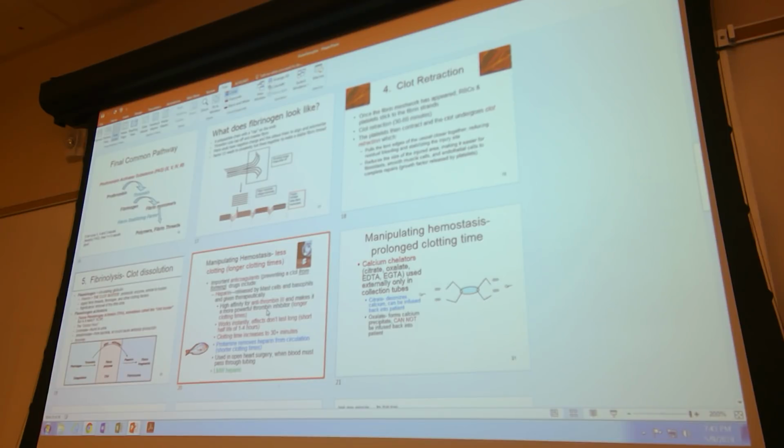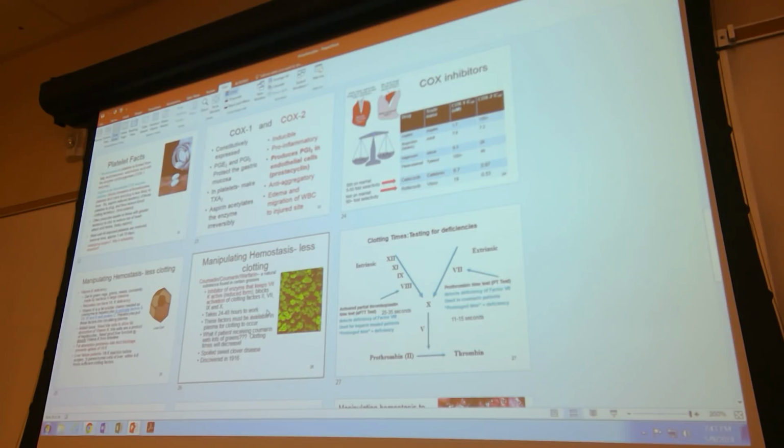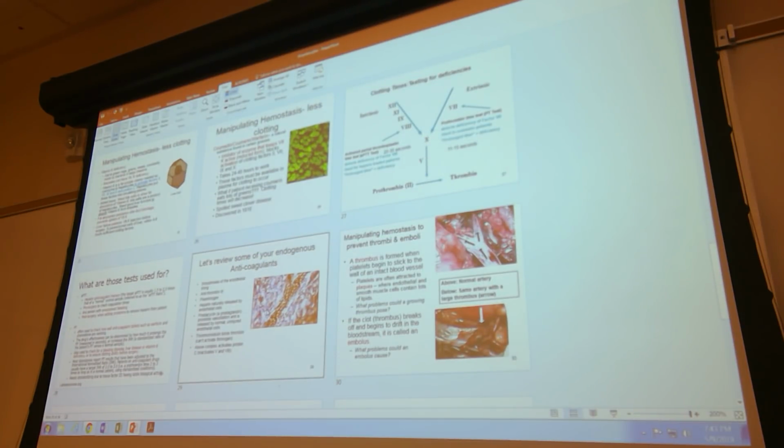But the manipulation of hemostasis is definitely clinically important. So, please review heparin, coumadin, protamine, and vitamin K. What clotting factors require vitamin K? 2, 7, 9, and 10.